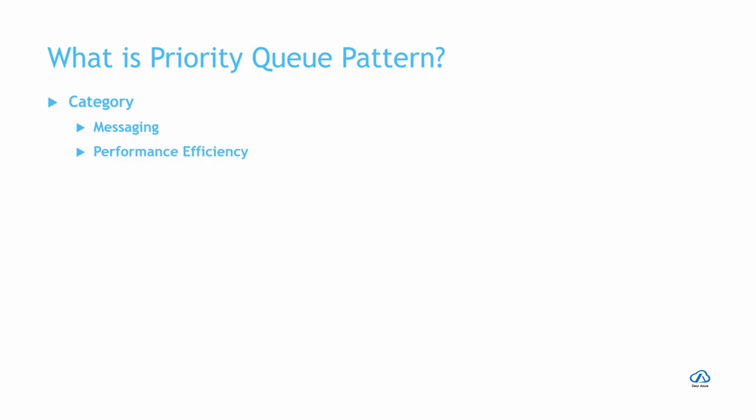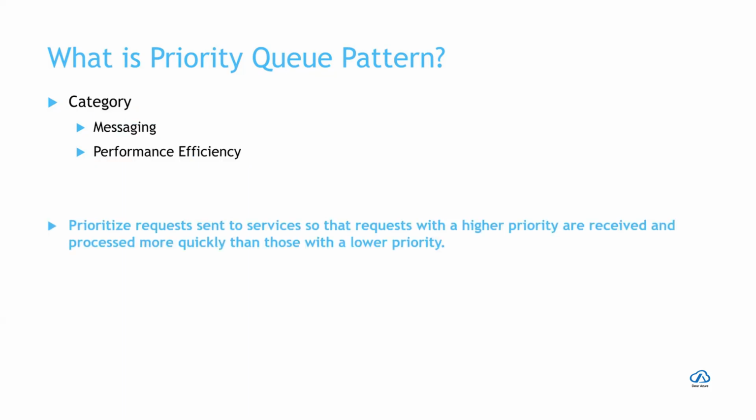So starting with the priority queue pattern, this pattern primarily comes under the messaging category and the performance efficiency category of patterns. And it's very obvious when we are talking about message queues, in a way or another, it's going to enhance the performance of our application. The main thing of the priority queue pattern is to prioritize requests that are going to be sent between different applications.